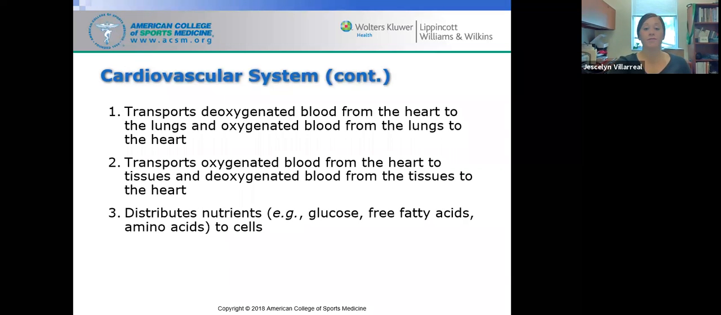Page 135 in your book is going to continue to show you what the cardiovascular system does. So it's also going to transport deoxygenated blood from the heart to the lungs and then bring oxygenated blood from the lungs to the heart. It's going to transport oxygenated blood from the heart to the tissues and deoxygenated blood back from the tissues to the heart. And of course, it's going to distribute nutrients to the cell. So those include amino acids, glucose, free fatty acids.